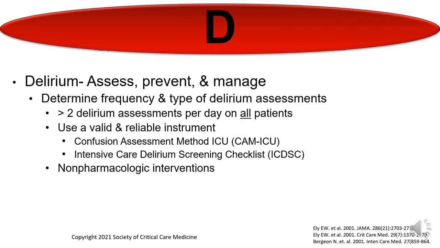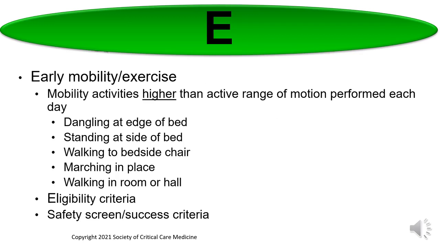So the D, again, 2 delirium assessments per day using the confusion assessment method or the intensive care delirium screening checklist. The E, wow, this was a rather controversial one, but how are you going to know your patient got the E? Well, in the collaborative, we had a lot of great back and forth discussions, and we decided that the patient got the E if they had mobility activities that day that were higher than active range of motion. So if a patient received passive range of motion, active range of motion, or on a bed, or you're just turning them, that doesn't count as early mobility.